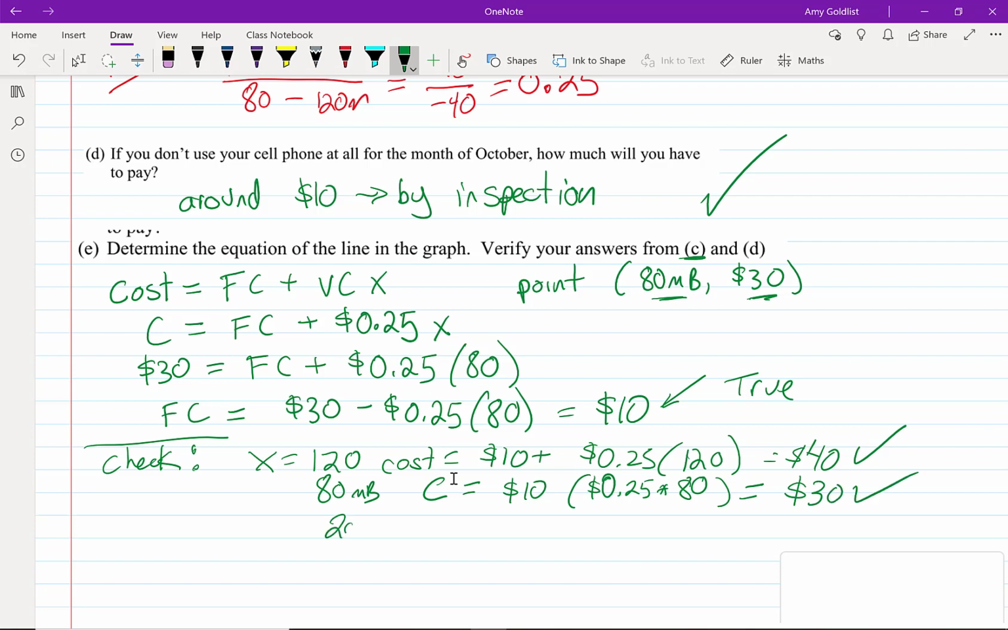Finally, our last point was 200 megabytes. Cost equals $10 plus 25 cents times 200 megabytes, and we end up with $60. Those are the points that we're looking for.